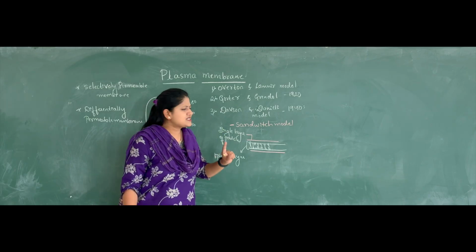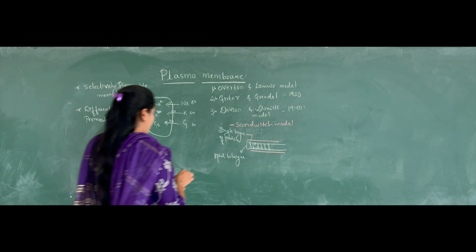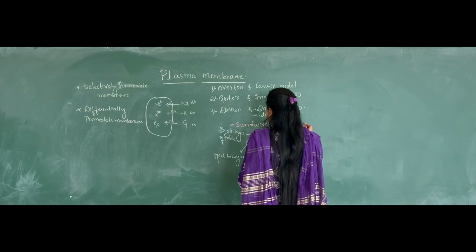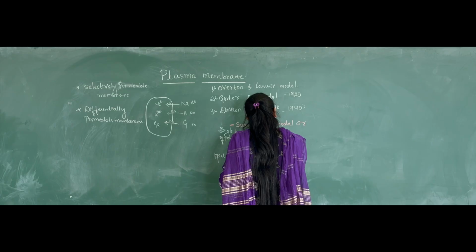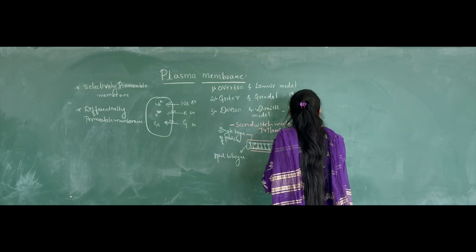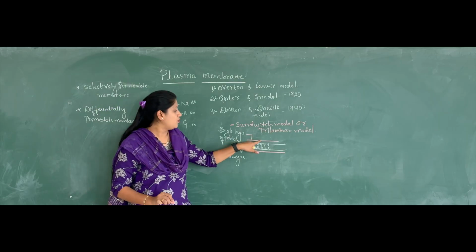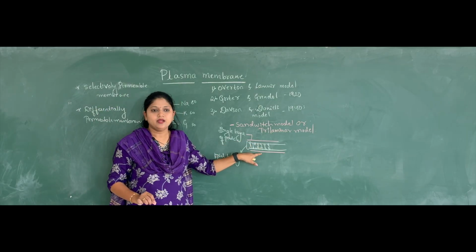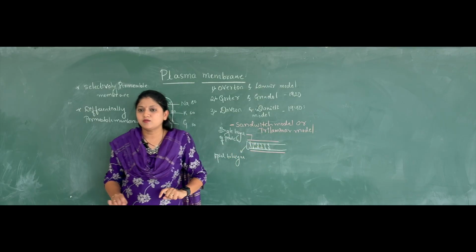Okay, so this sandwich model is also given one more name. It is called the trilaminar model. Okay, so trilaminar model, that is 1, 2 and 3. So these three layered models are called the trilaminar model.